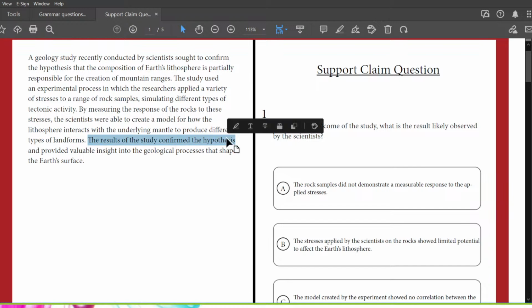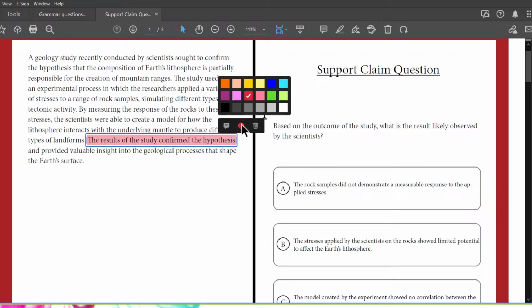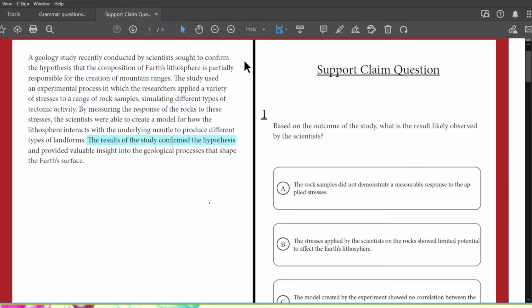they said the results of the study confirm the hypothesis. Well, I don't know what the hypothesis is, so let me find that word hypothesis. What's the hypothesis? There it is. The hypothesis that the composition of the lithosphere, again, I don't really know what that is, but that's okay. All right, composition of the lithosphere is partially responsible for the creation of mountain ranges. Okay, so basically we're looking for a connection between this, and they say that the study confirmed the hypothesis.